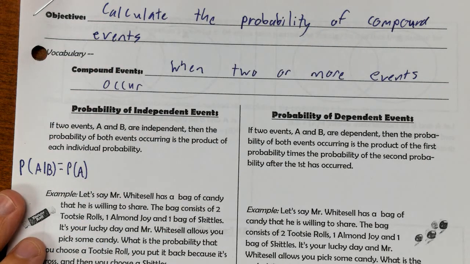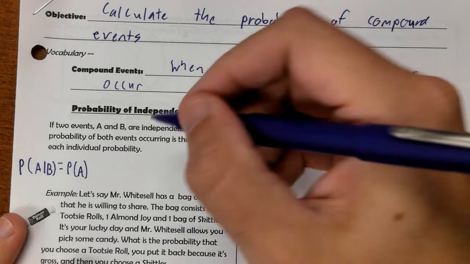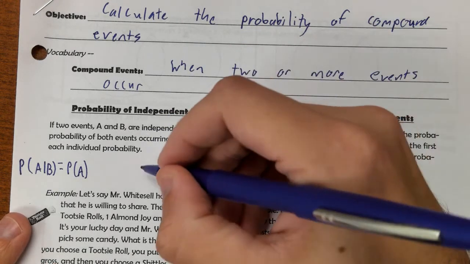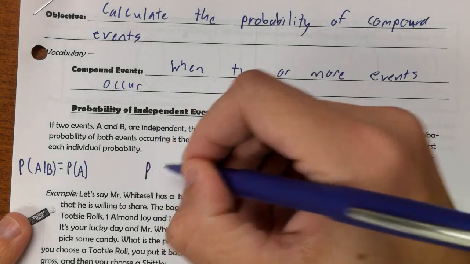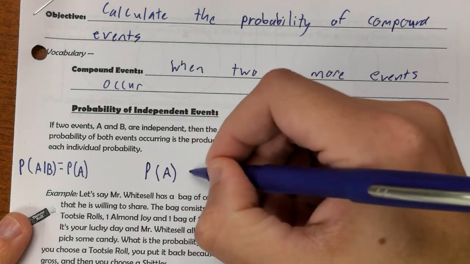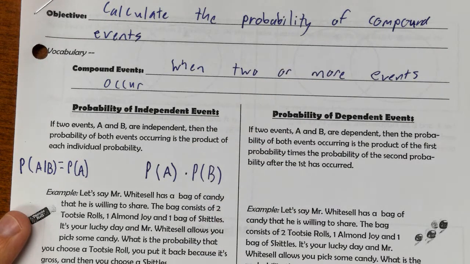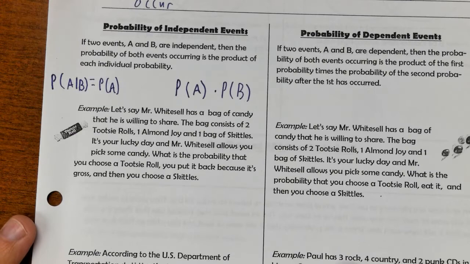Right? Now, how do we actually calculate the answer to this if we have compound events? Well, in this case, all we have to do is just multiply the two. So if I want to find the probability of A and B occurring, it would be the probability of A times the probability of B. So let's take a look at an example together.